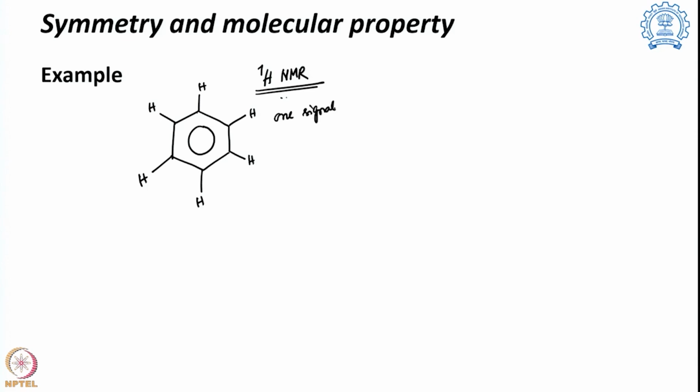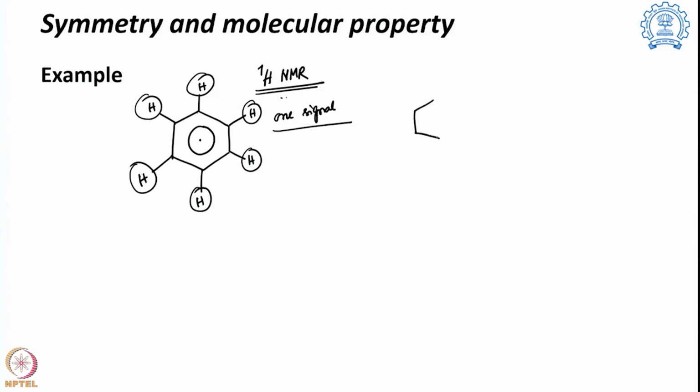Why one signal? Because of the particular symmetry of this molecule, all the hydrogens are mutually very symmetric to each other. So that means although the hydrogens are different, they are not going to show their difference in environment when you are doing proton NMR spectroscopy. They are going to be very much symmetric, and that is why we are going to get only one signal, because the structure defines a symmetry.